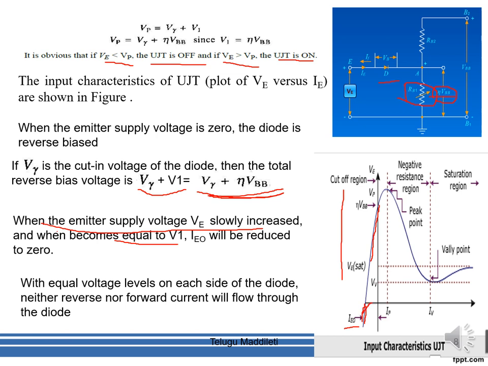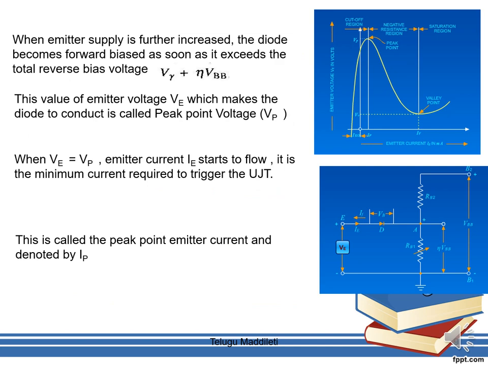IE naught decreases and becomes zero. IE naught will be reduced to zero. So here IE naught, initially it is negative and it becomes zero. Why? Because with equal voltage levels on each side of the diode, anode voltage is equivalent to cathode voltage, so neither reverse nor forward current will flow through the diode, as shown in this figure.